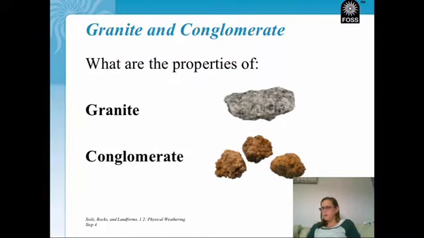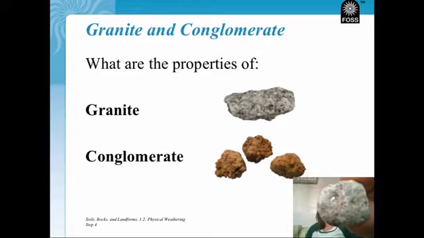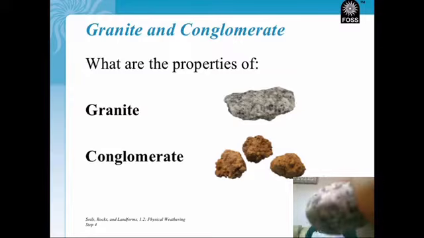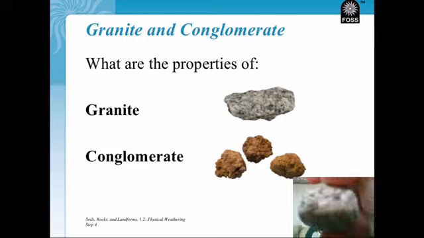To start with, we're going to focus on two different rocks. We're going to think about the properties or words that would describe granite and conglomerate. The first one I want to show you is a granite. When you look at that, you can see there's a little bit of shininess in some of the pieces. You can see pink, gray, white speckles. It's fairly smoothish. So that is granite.